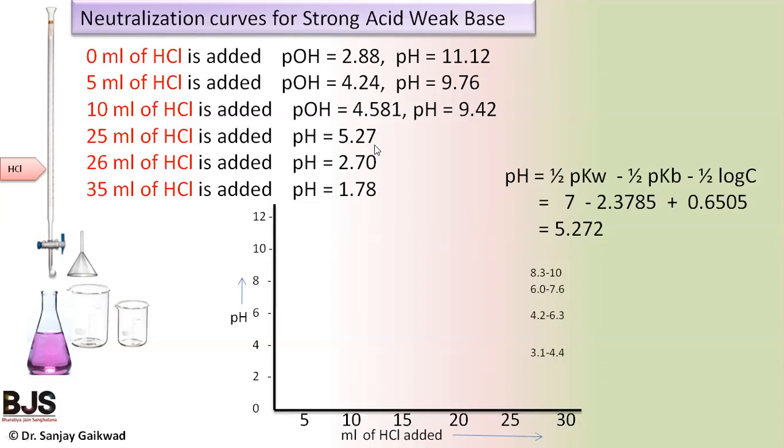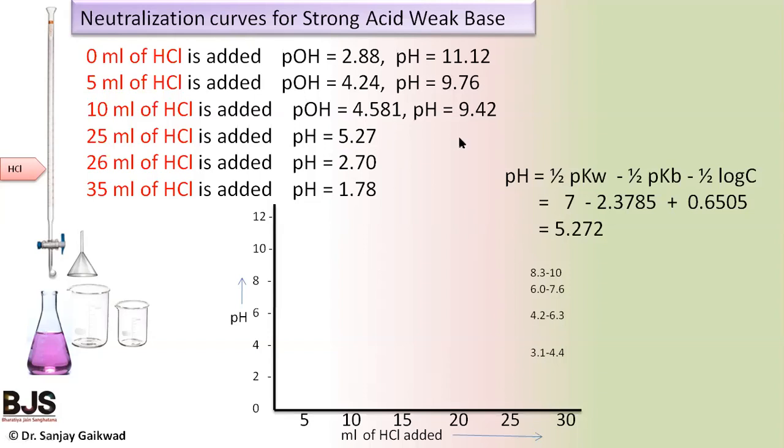5.27, on the acidic side. Now, in the case of a weak acid and strong base, the pH at the neutral solution is 8.4 something, and for a strong acid and weak base, the pH is towards the acidic medium. When we add 26 ml of HCl, the pH of the solution is 2.7. That much decrease is observed, and as we continue the addition, the pH of the solution is 1.78.